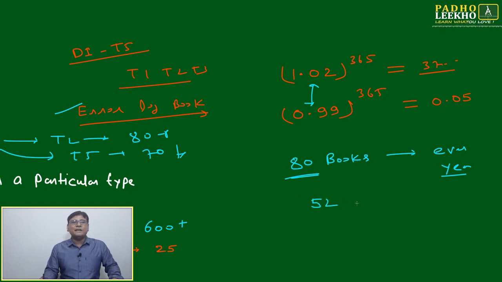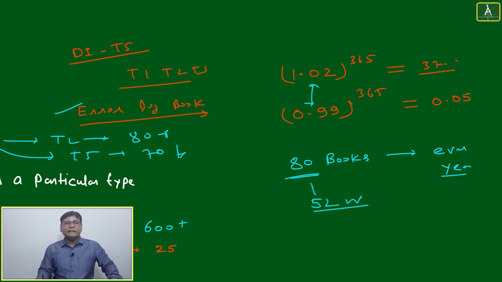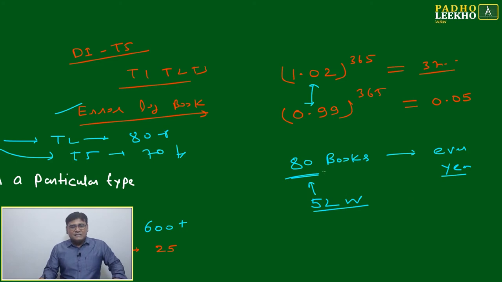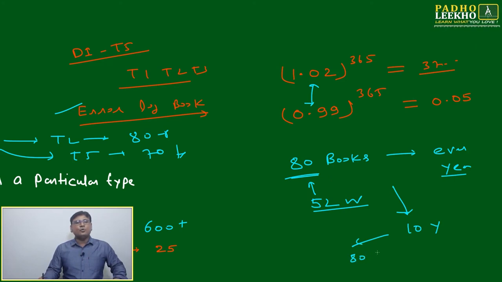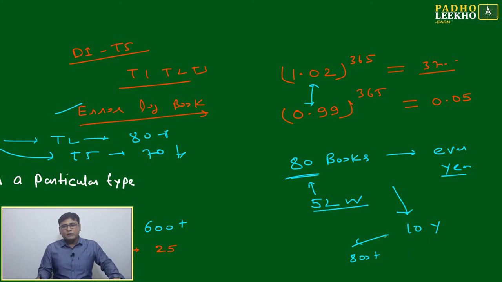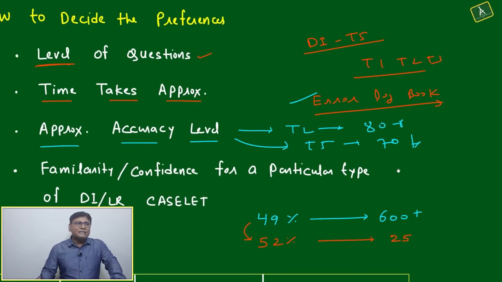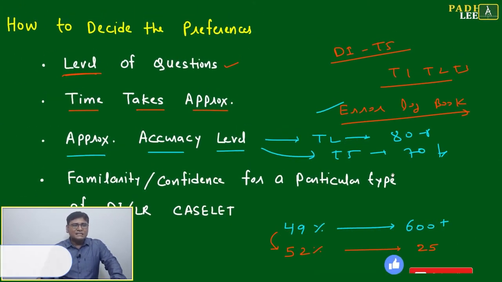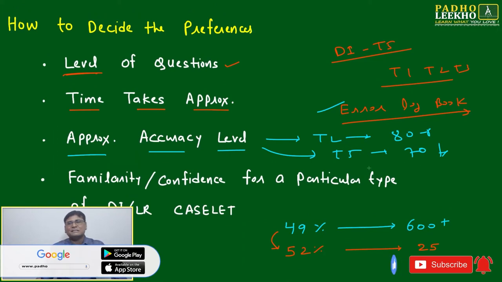We have only 52 weeks in one year. He is reading 80 books. If you keep doing this change for 10 years, just suppose 10 years, 800 books. Who will match him? Nobody can match. I am telling you, a small change is sufficient. I am insisting and giving you a little emphasis to understand this small thing.